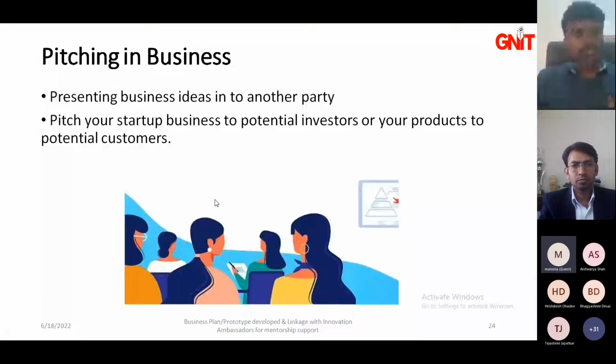So present your business ideas to another party. Pitch your startup business or products to potential investors. Okay, a business plan or a prototype, a small prototype that you have developed, give to the customers. That is called pitching. Just make some people come to your hall, make some functions in any hall, give a lecture, show your presentations. That is called pitching.